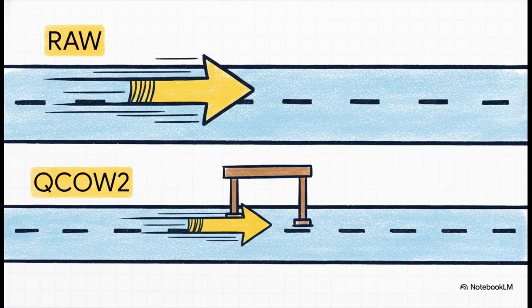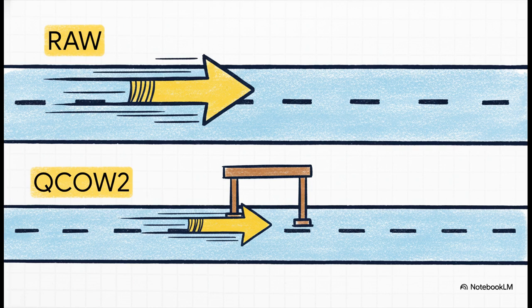Next up, the big one, performance. Think of it like this. RAW is a direct highway. Your data flows straight to the physical disk, no stops. Qcow2, on the other hand, adds a metadata layer. It's kind of like a little toll booth. Every time you write data, it has to be checked. And that enables all those great features, but it also introduces a tiny bit of performance overhead.